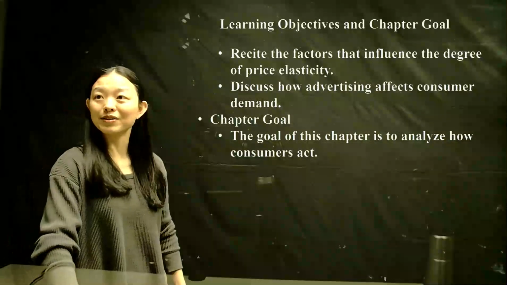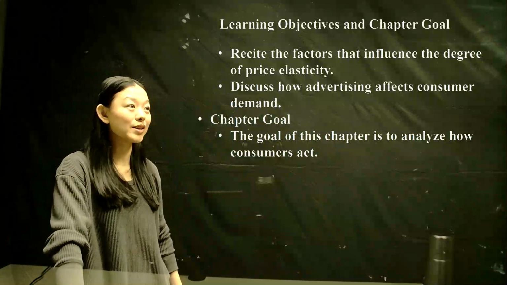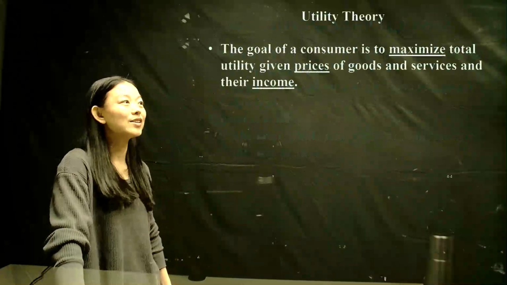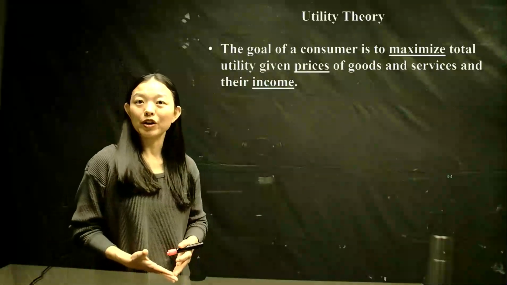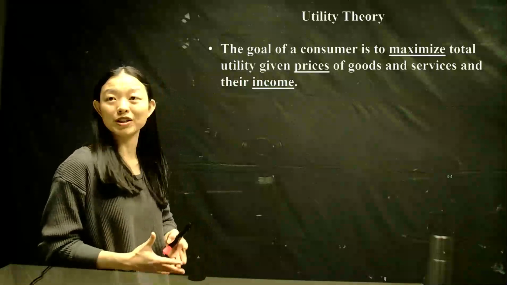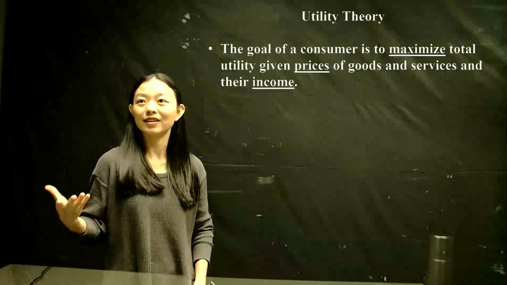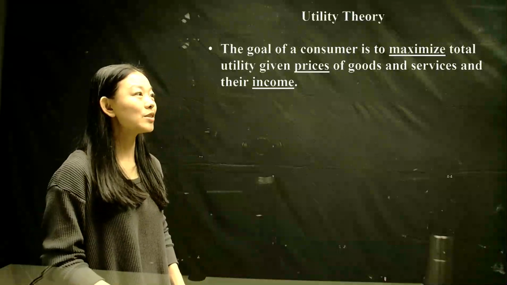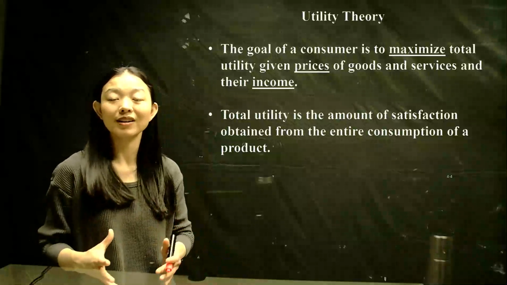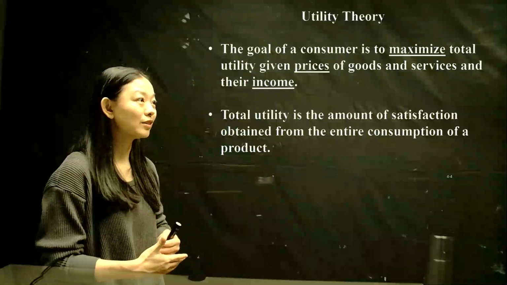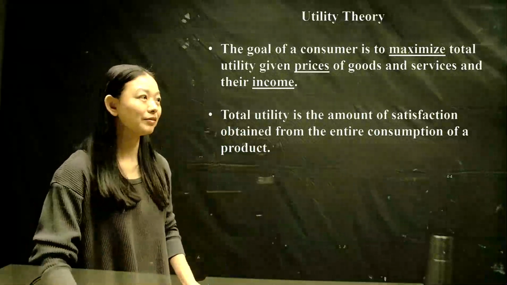Now, in order to answer the first question, why the demand curve is downward sloping, we should begin with utility theory. Okay, so utility. The goal of the consumer, as far as we know, is to maximize the total utility given the price of the goods and services and the income. The total utility is the amount of satisfaction that you can obtain from the entire consumption of the goods and services.